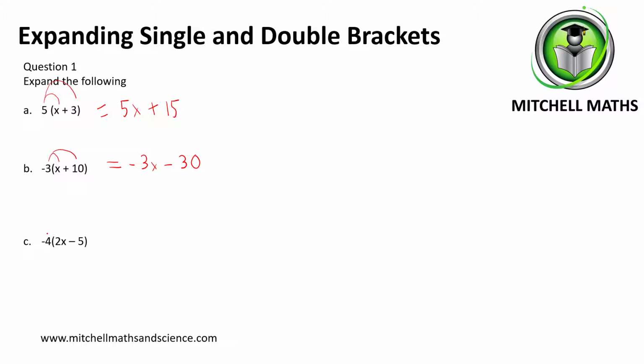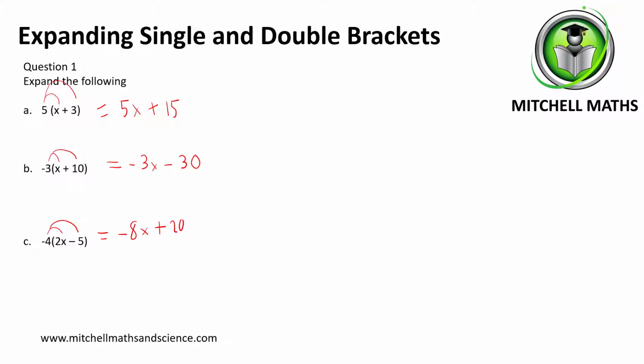And finally, let's have a look at this. We've got minus 4 times 2x. So remember, you times the numbers together. So minus 4 times 2 will be minus 8x. And then you've got minus 4 times minus 5. It's a negative times a negative, which will mean it's plus 20.